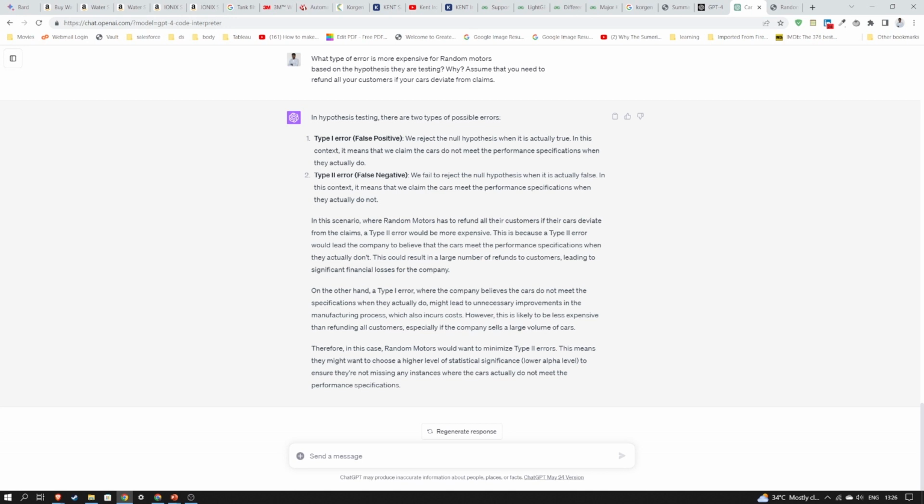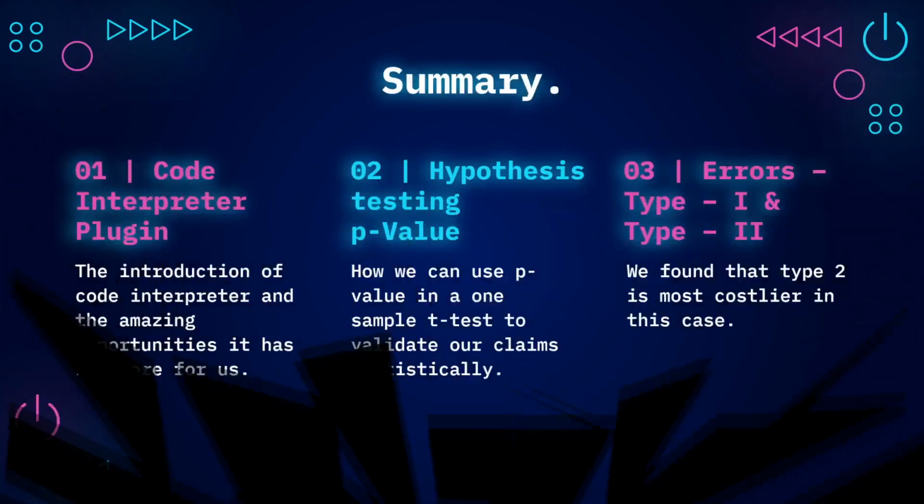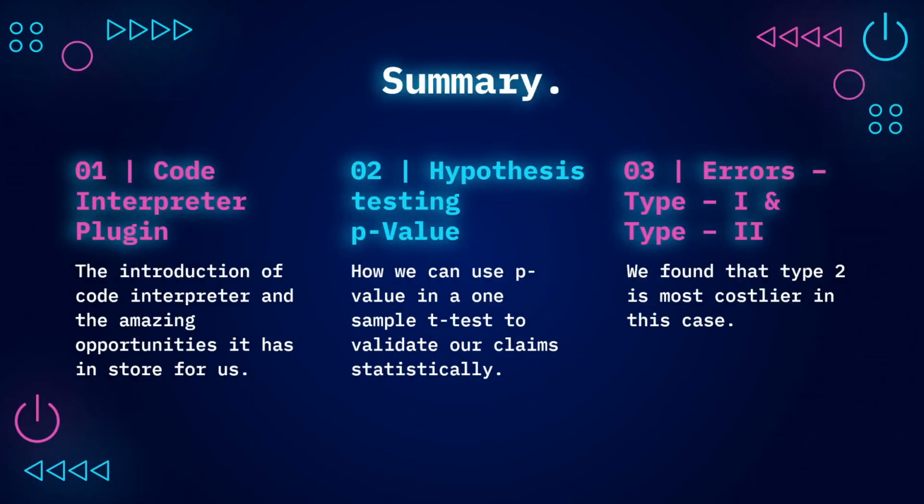So that is the most expensive problem, because that's what causes the company to probably recall the car. So I think it got pretty much everything, and Random Motors would want to minimize type 2 errors. That's correct. And they might want to choose a higher level of statistical significance to ensure they're not missing any instances where the cars actually do not meet the performance specification. That's a good suggestion.